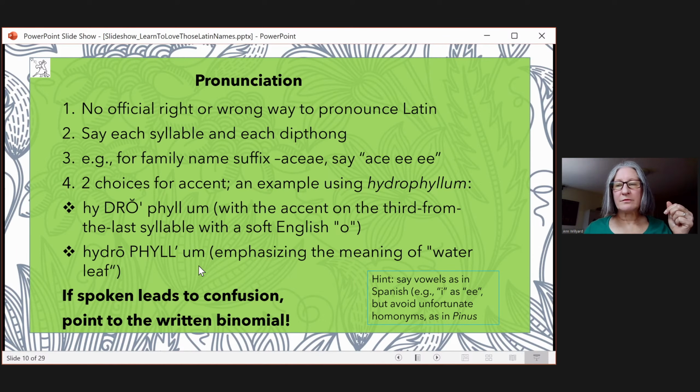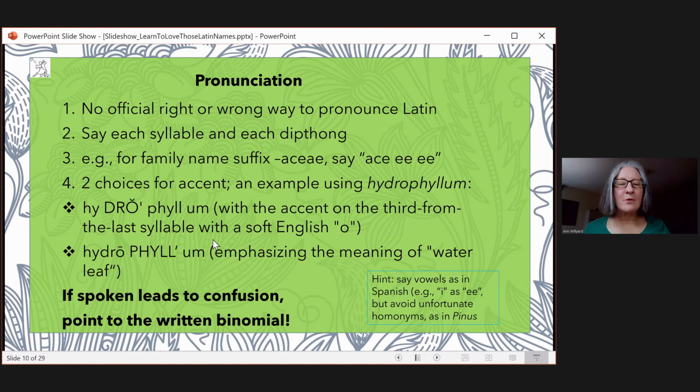emphasizes water leaf, right? And so I am going to tell you that someone else told me once that the best way to pronounce the Latin is the way your major professor pronounces it, especially if you're taking the class for a grade, right? So, whatever communicates fine. There's no right or wrong.